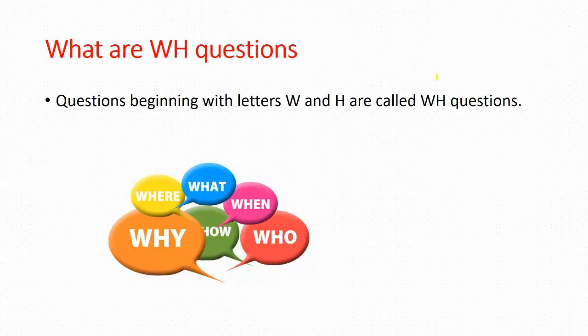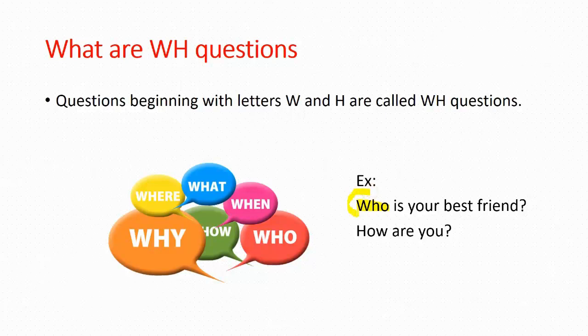Let's see some examples. Who is your best friend? And how are you? Here, who is the question word. It begins with the letter W. And how is the question word here. It begins with the letter H. So these questions are called WH questions. Let's learn the words according to the order in your activity book.